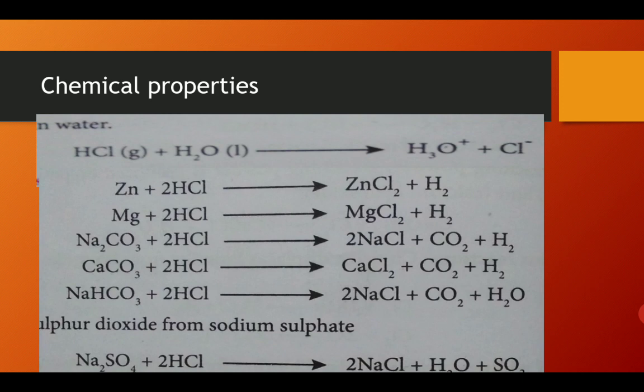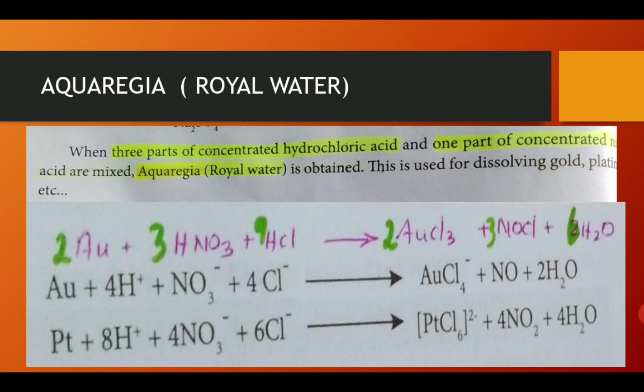The next very important question, aqua regia. It is otherwise known as royal water. So how to prepare this royal water, that is aqua regia? 3 parts of concentrated hydrochloric acid and 1 part of concentrated nitric acid are mixed, and you are getting aqua regia. Aqua regia is used for dissolving gold. So gold is dissolved in aqua regia. Very important property.